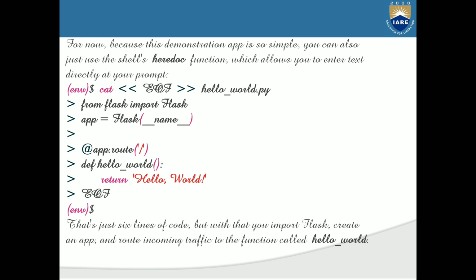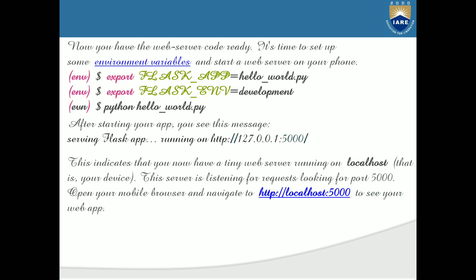That's just six lines of code, but with that you import Flask, create an app, and route incoming traffic to the function called hello world. Your code is ready. Now we have to run this code. Now you have the web server code ready. It's time to set up some environment variables and start a web server on your phone.